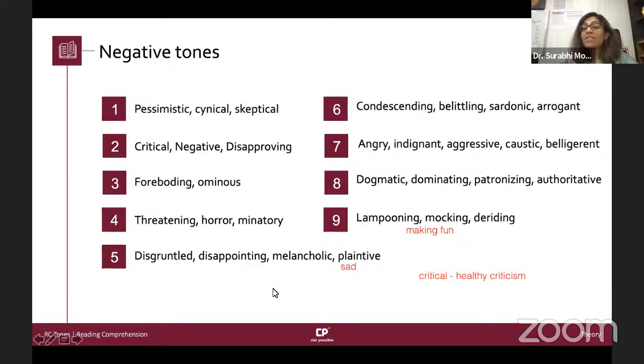But if the tone is really mocking, I think this was an AIOMC question or a question in a mock before that, one of the tones we gave you was scathing. So scathing is a word you can add to number 6. Do you remember this? So healthy criticism, where the author is focusing only on the subject matter, not using very harsh keywords. But if the author is using very harsh keywords, then it is scathing or condescending or belittling.